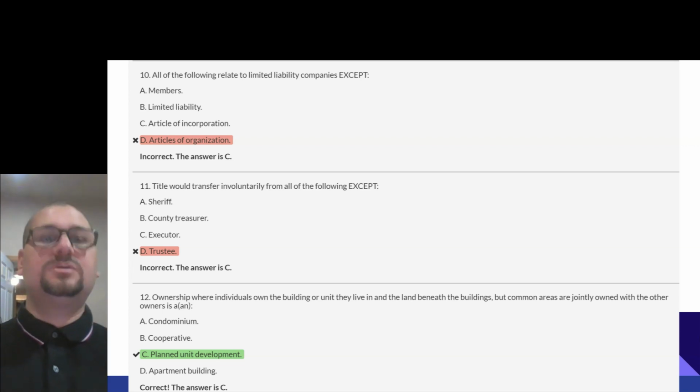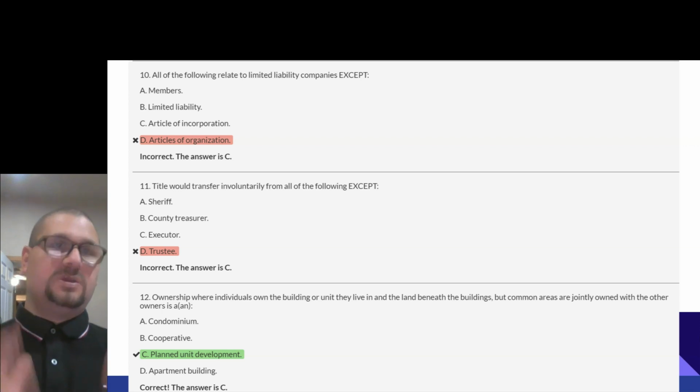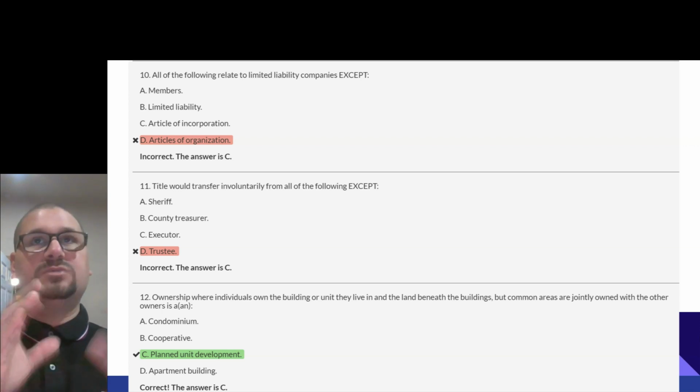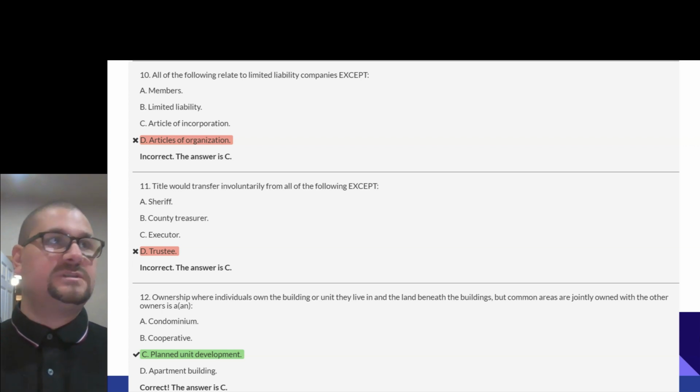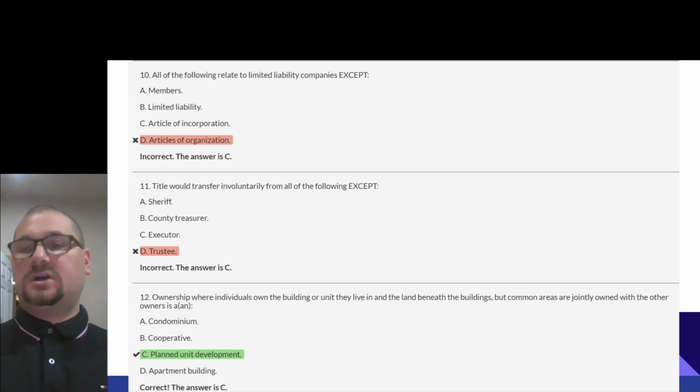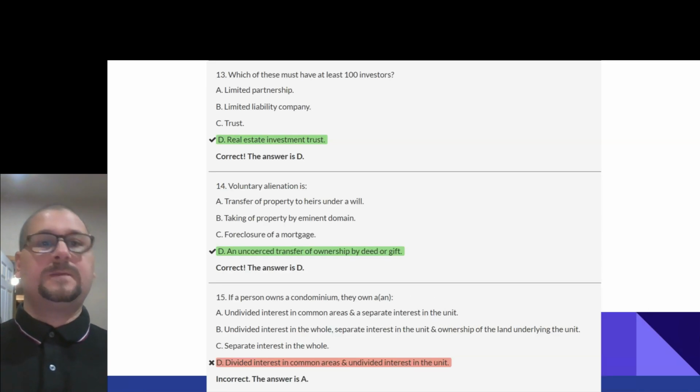So is it a condo? No. A cooperative? No. Apartment building? No. So again, ownership where individuals own the building or unit they live in and the land beneath the building. So like a single family home, that's going to be a planned unit development. But common areas are jointly owned with the other owners. It's called a planned unit development.